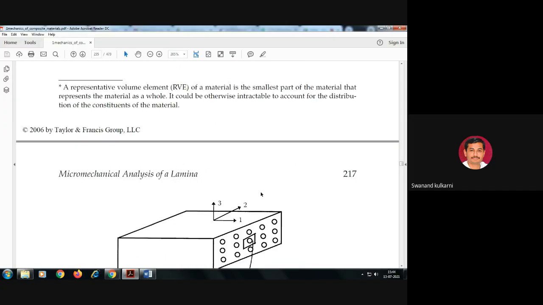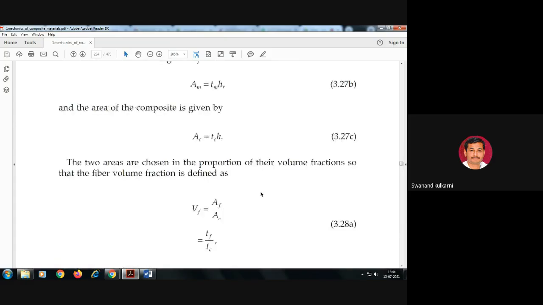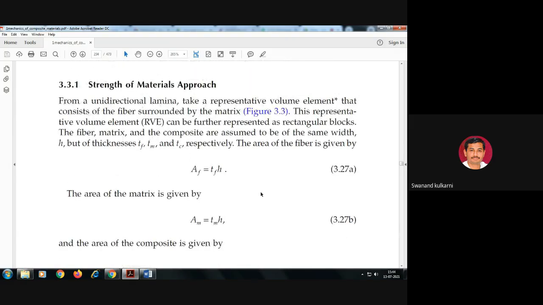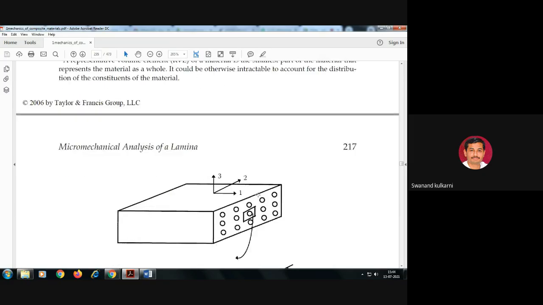Is it okay? So now let us come to some assumptions. While using the strength of material approach, we have considered that this is a unidirectional lamina. Is it okay? Here, unidirectional means only one direction, from this end to this end, like this.